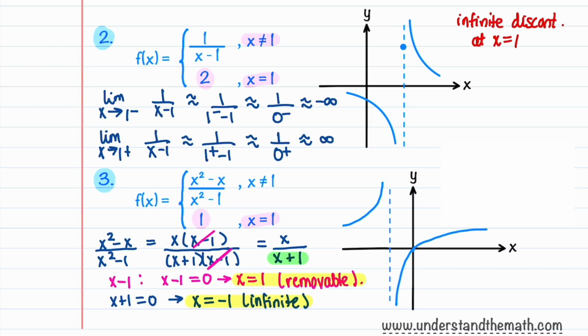And then at x is equal to 1, it's defined to be 1, so we're going to put a closed circle there. And we're going to put an open circle right there. So you can see from the graph, we have an infinite discontinuity at x is equal to minus 1 and a removable discontinuity at x is equal to 1.